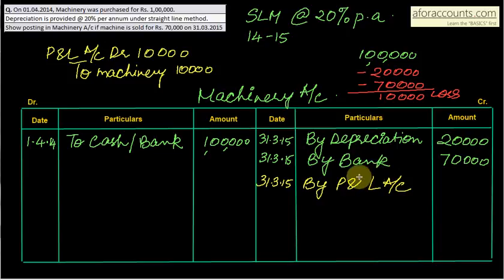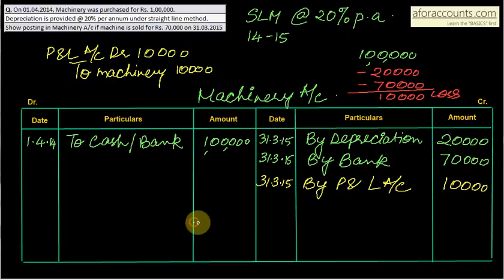See, when we purchase machinery, the machinery account is debited to cash and bank. Then you charge depreciation on machinery, you sell it, there is a loss, so the entry is depreciation to machinery. Bank on sales, so bank to machinery, and in case of loss, profit and loss account debit to machinery. So how much is the loss? 10,000 is the loss. All the entries are done.